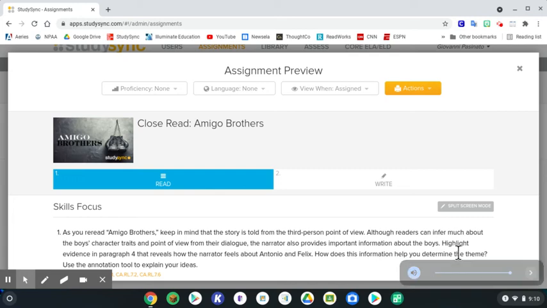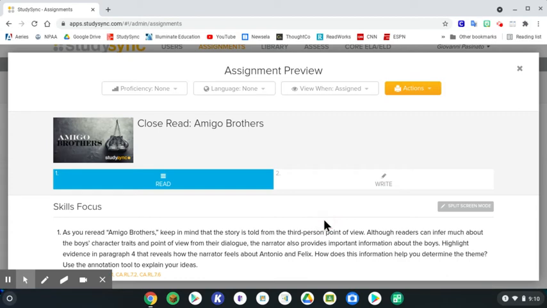Hello, everyone. This is your video study guide for your annotations for the close read assignment for the reading Amigo Brothers. On the left hand side, tab 1 is where you find your reading and your focus questions. This is what you annotate to. Then on tab 2 is where you find the writing prompt, the rubric, which is your test.